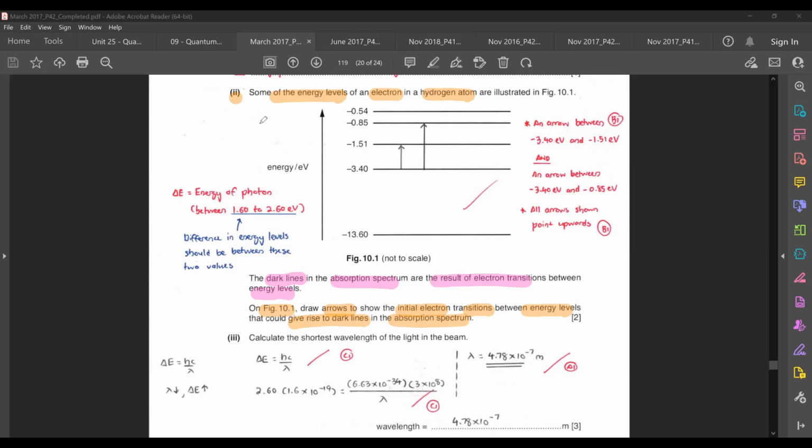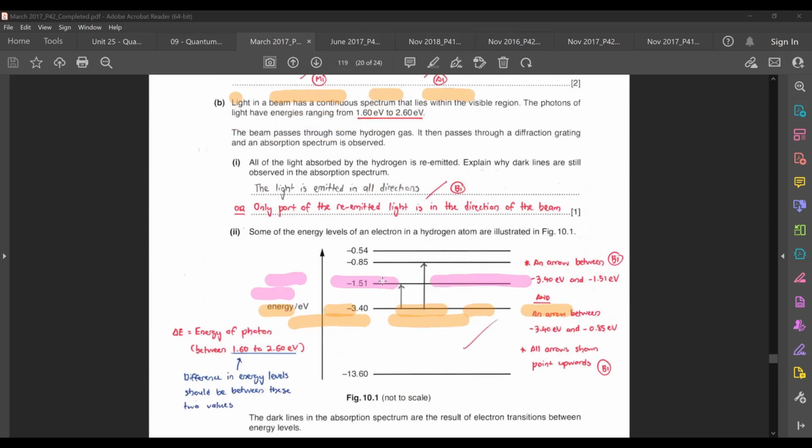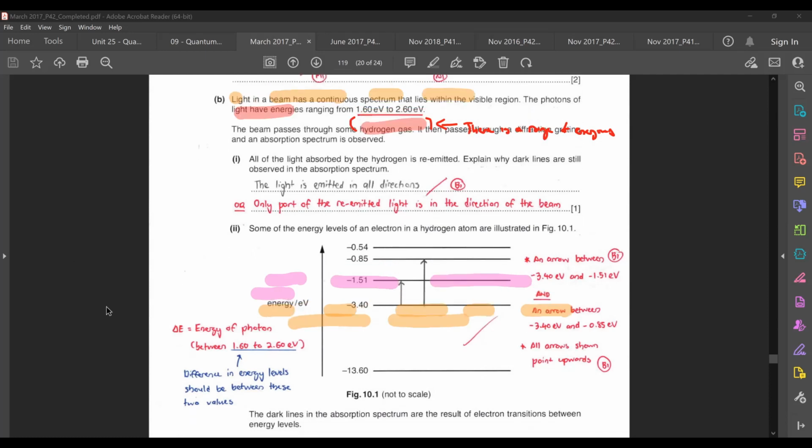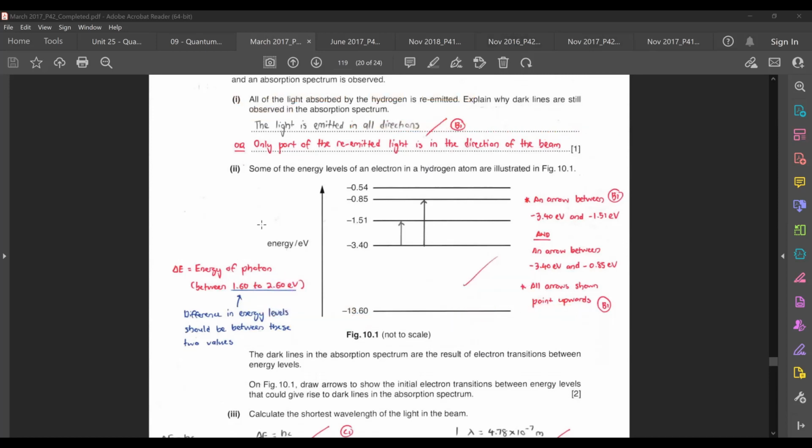One thing to note here is that the light that you had used before this, that caused your absorption spectrum, has a certain energy range. Just like before, there is a range of energies. So your electron transitions must be within this range of energies. Your energy of photons must be between 1.6 to 2.6 eV. The difference in your electron energy levels must be between these two values. Because it's an absorption spectrum, the arrows you draw must be outwards. That is actually specifically indicated in your marking scheme point.